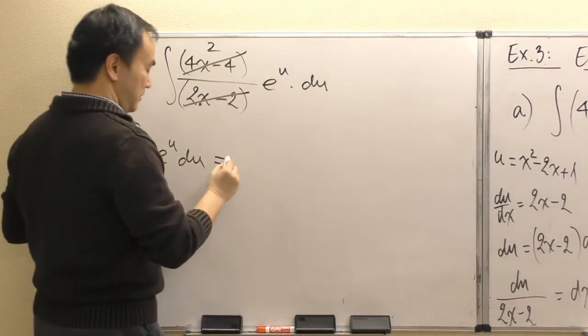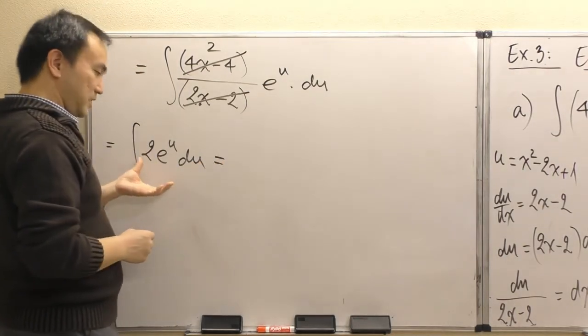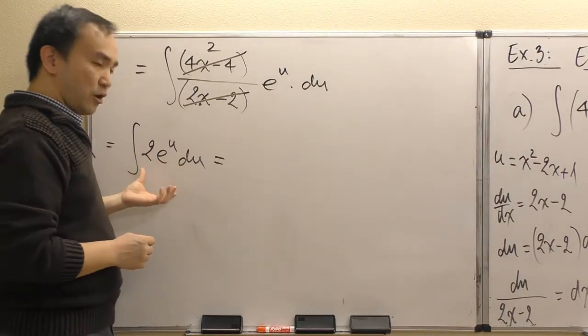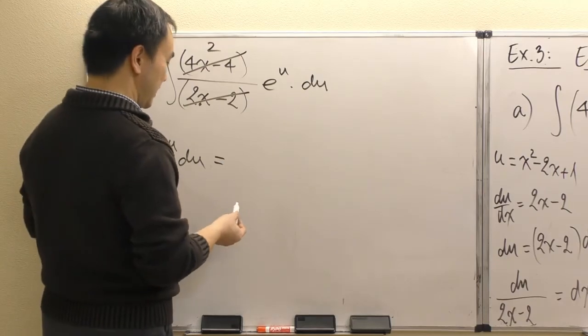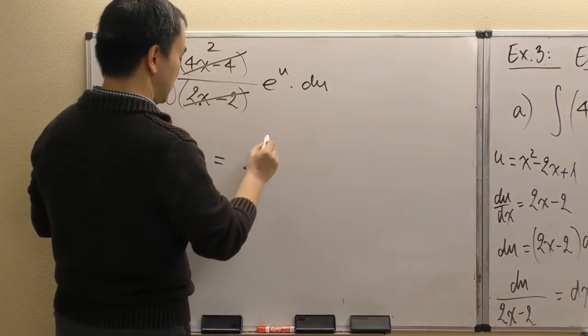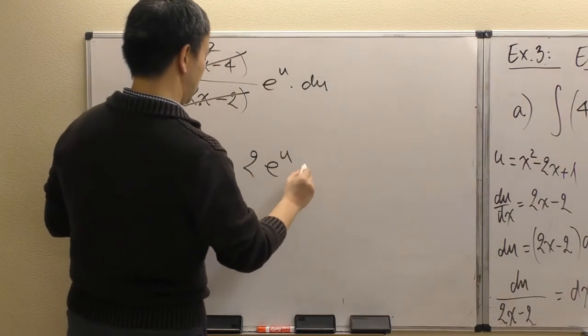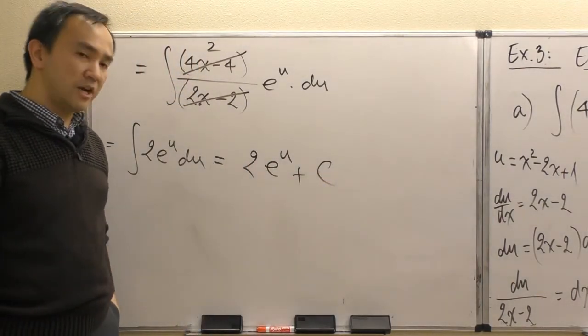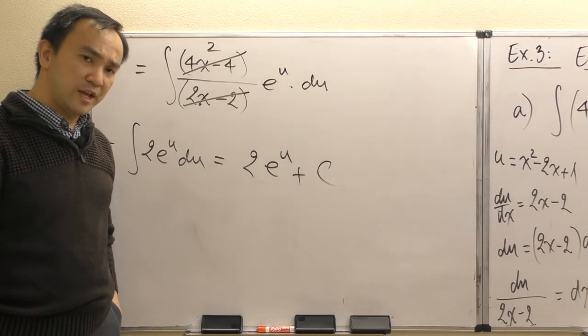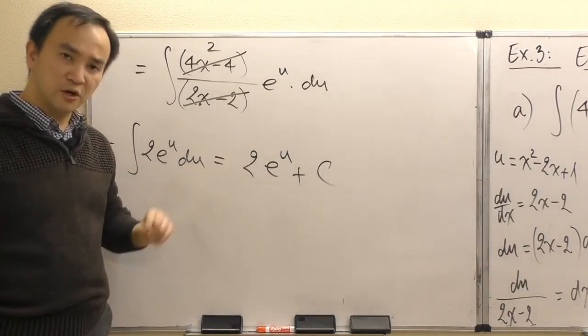And now this is a very trivial integral already. All we do is just jump into the next answer. That's right at our answer. So 2 times e to the u plus c. That's how we integrate the e to the u function or the e to the x function in general. And this is just a constant coefficient.